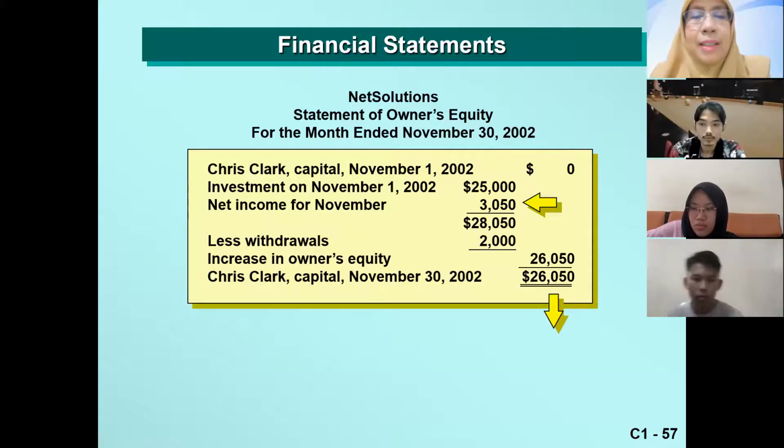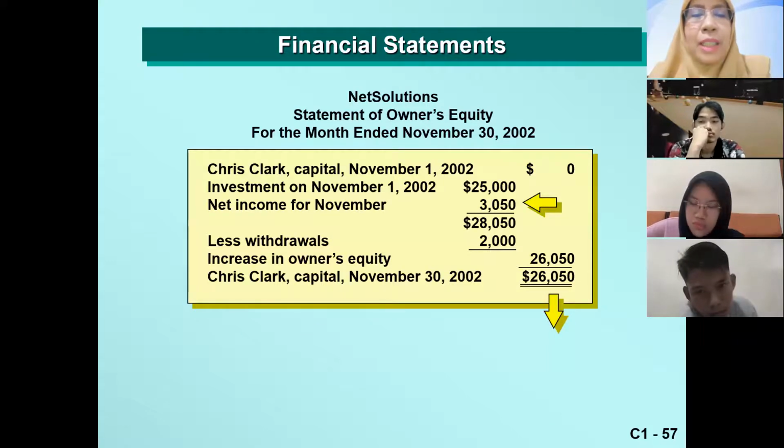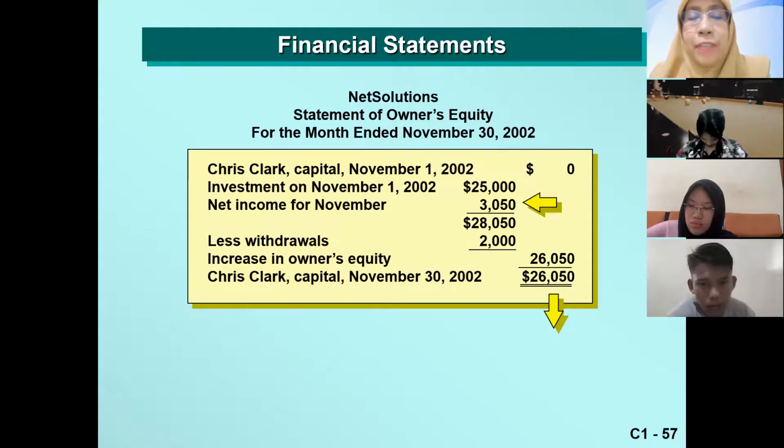Okay, so the investment by Chris Clark on November 1st: at the beginning, no balance of Chris Clark capital, and then the investment that she made at the beginning of the business is 25,000, and then from the period she got net income 3,050, and then we are going to deduct withdrawals, so we can see the owner's equity at the end is 26,050.